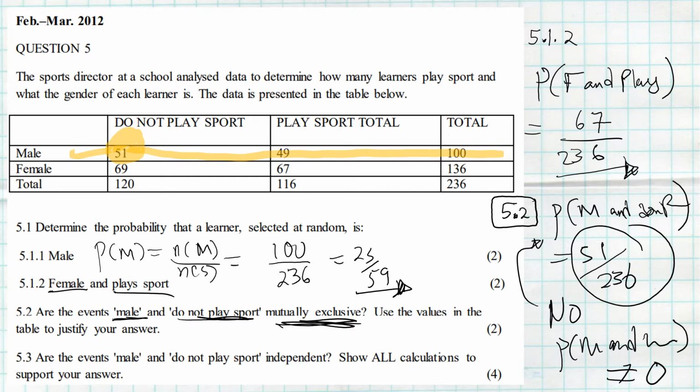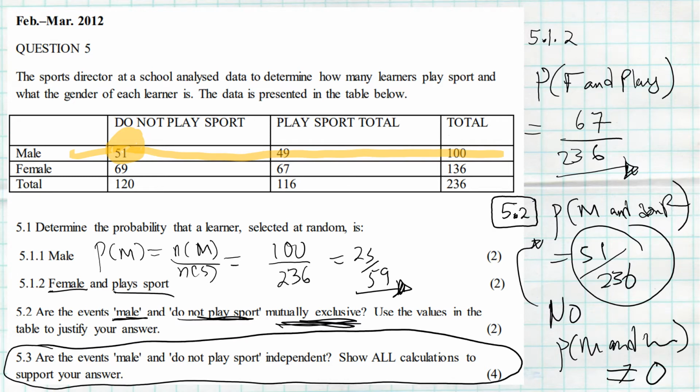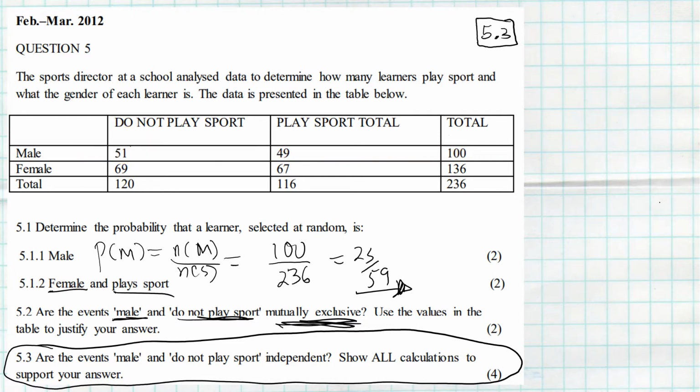In a contingency table, there's no way you can't find this question, the last one, right? Mostly because contingency tables are mostly used to check if two events are independent or dependent. Okay, so let's go and do 5.3 now. For 5.3, they are asking: are events male and do not play sport independent? Show all your calculation to support your answer.